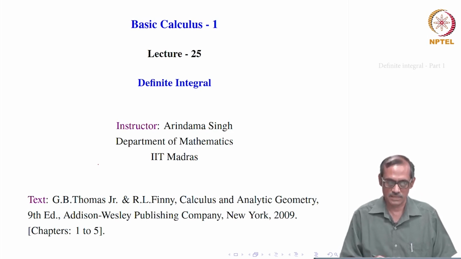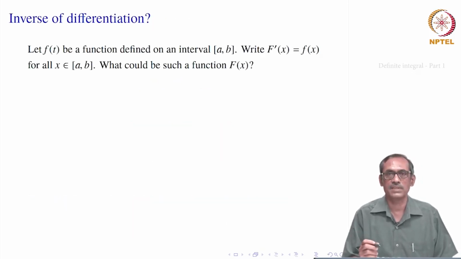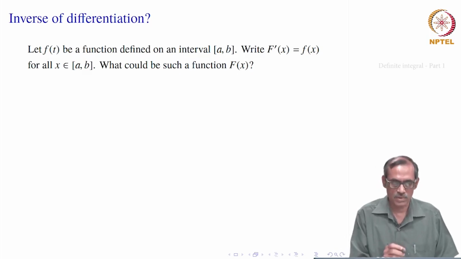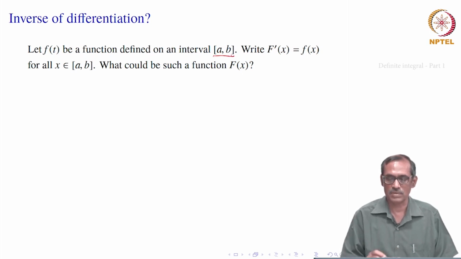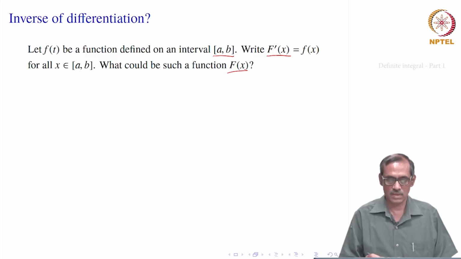It is called integration. As it is told, integration is the inverse process or reverse process of differentiation. So, this is the sense. Suppose f of t is a function defined on the closed interval a b. If we can write f of x equal to the derivative of some other function, say capital F of x, then what could be this new function, capital F of x? This is why it is called the reverse process of differentiation.